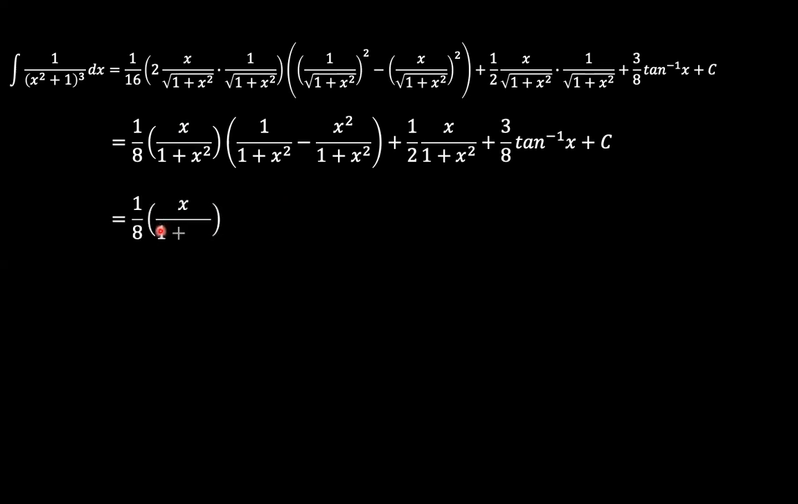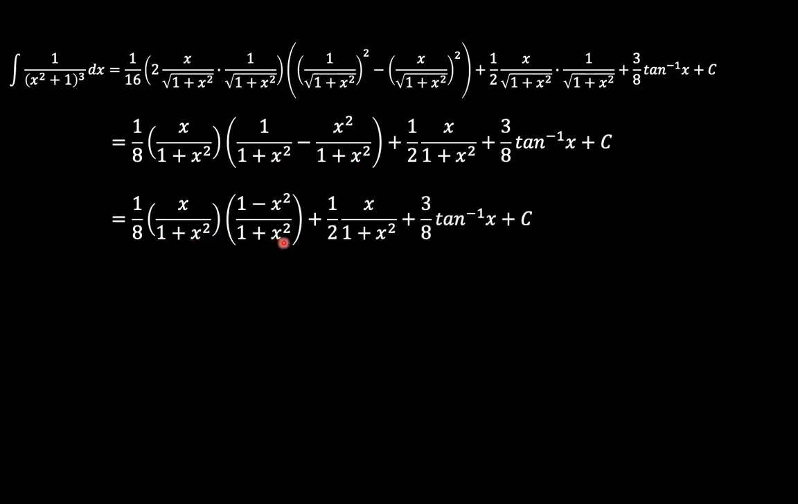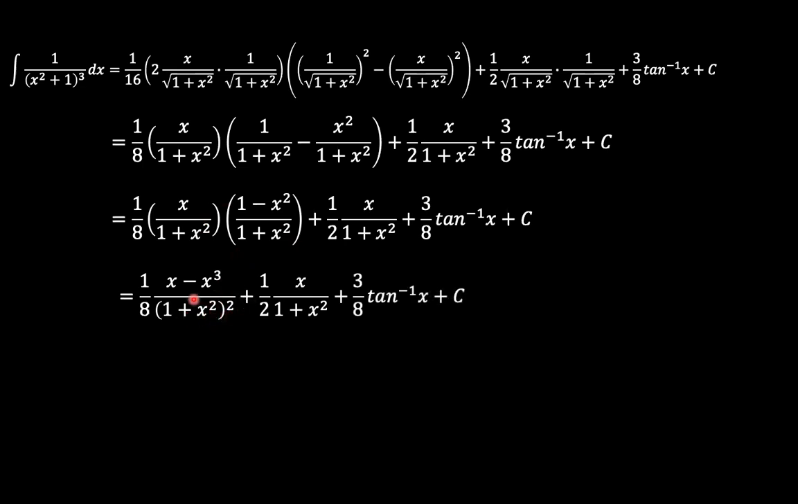And then 1 over 8 here stays there. And then here we have x over 1 plus x squared remaining. And then now we combine this. The denominator is the same, so 1 plus x squared. In the numerator, we have 1 minus x squared. Plus a half, this remains as it is. And then when we multiply x across, the denominators are the same, and the denominator becomes (1 plus x squared) squared. So we have x minus x cubed in the numerator, plus 1 over 2, x over 1 plus x squared, and then this remains as it was before.